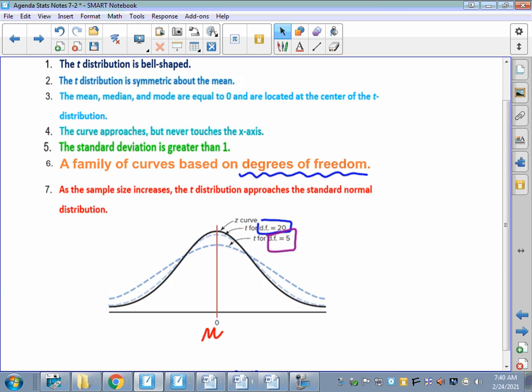So a lot of similarities. There is a ton of similarities. You're going to find that section 7.2 feels just like section 7.1, except we're getting our critical value, our t value, instead of our z value.